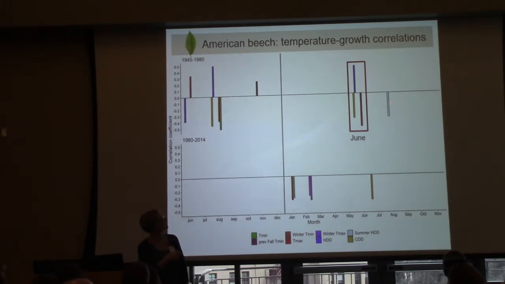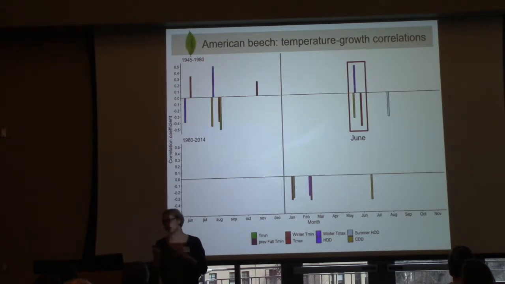Looking at American beech and temperature, in the first half of the chronology, we see a negative correlation with warmer June. So this is maximum temperature in June, and then this is cooling degree days. So remember, that's an index of heat. So we see negative correlations with those, and then a positive correlation with heating degree days, which is a measure of cool. So cooler Junes are correlated with greater growth for this species.